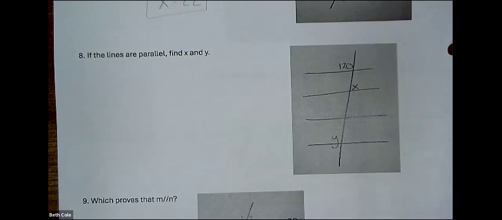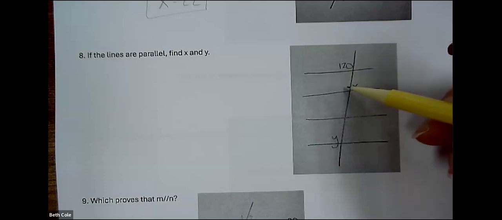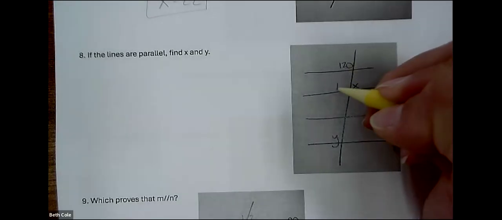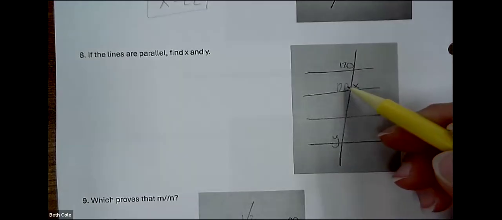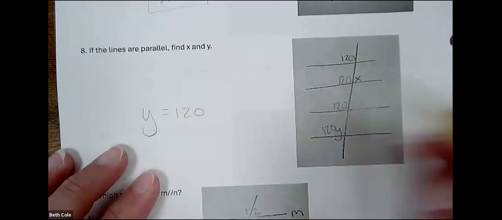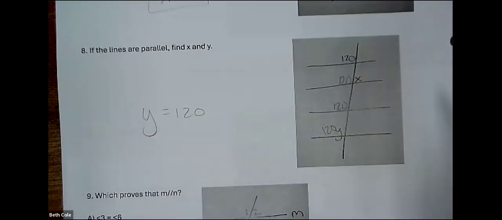All right. If the lines are parallel, find x and y. I would just fill in what I know to try and drop this 120 down to see if I can match it up with the x and y. So I would fill in all the corresponding ones. If this is 120, this is going to be 120, and then this one is also 120. And so y is going to be 120. I found y by just dropping down my corresponding angle.